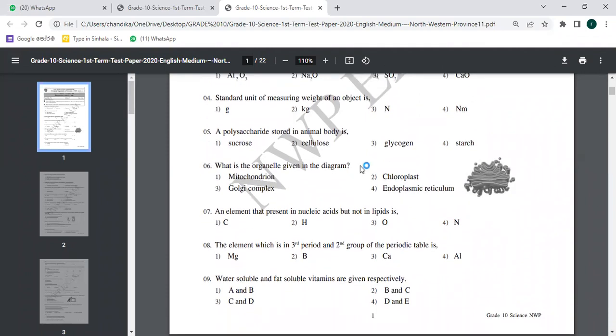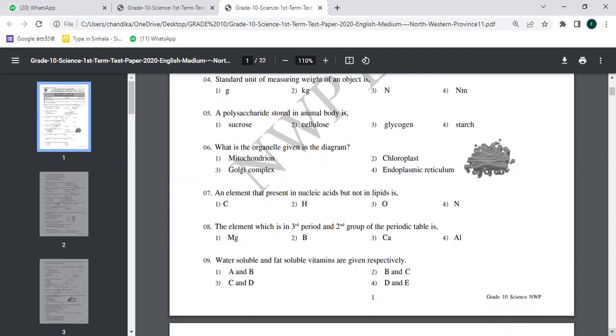Number 4, standard unit of measuring weight of an object is? Third one, answer. Correct. You say the answer, then I will say whether correct or wrong, you know. Third one, Newton. For the fourth question, answer is third one, Newton. That is the unit of measuring weight. Weight is a force, you know. The unit of measuring force is Newton.